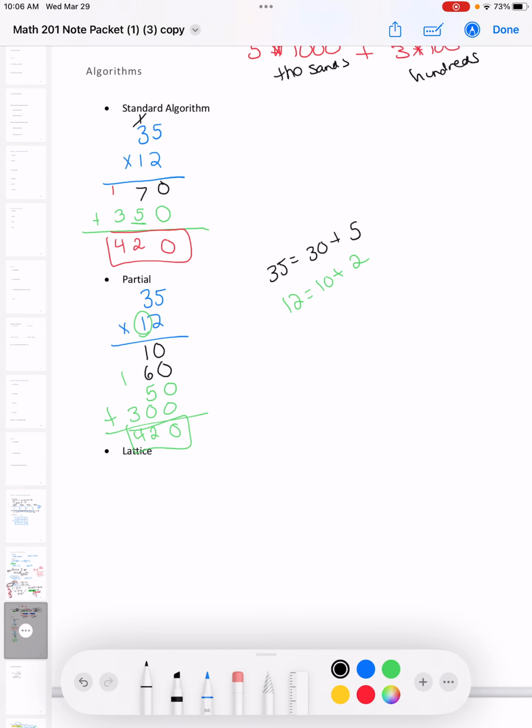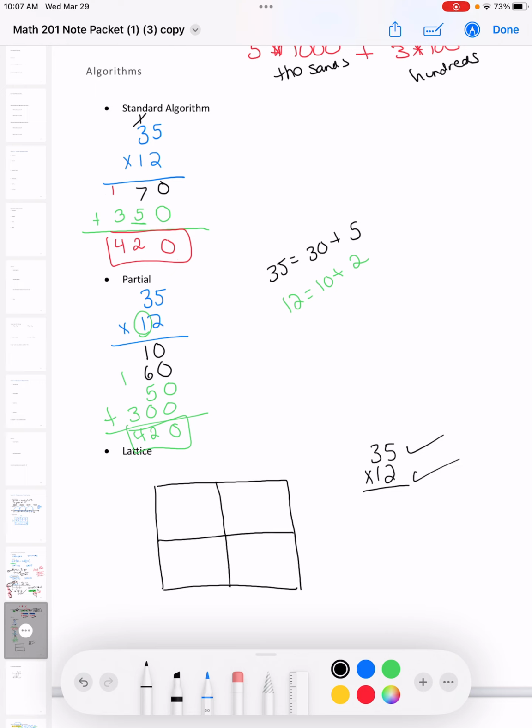Last, let's look at lattice. And I'm just going to keep the same problem so we can compare. With lattice, I should write the problem up here, over here to the side. With lattice, this would work for any amount of digits. 2 by 3, 2 by 4, 5 by 5, doesn't really matter. But I am going to make a grid that is 2 by 2. 2 digits for one number and 2 digits for another number.